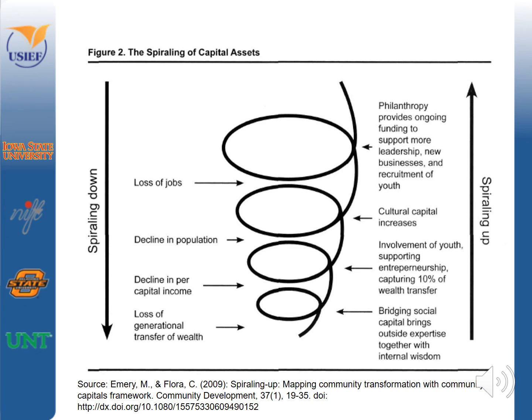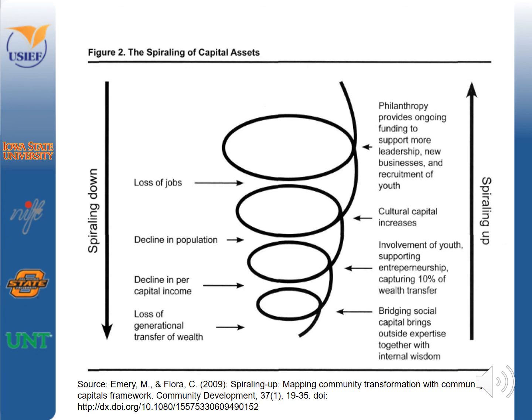Starting from the top, we can see the loss of jobs on a large scale. Consider if a factory plant were to close and many individuals were to lose their job. This may lead to the decline in population in that area. People may move outside of their current residence. That would result in the decline in per capita income, which would further result in the loss of generational transfer of wealth.